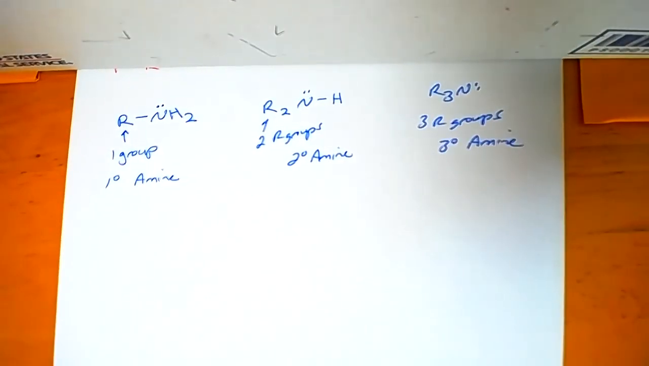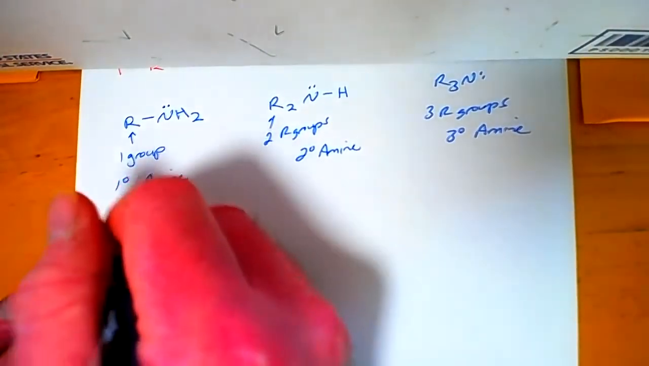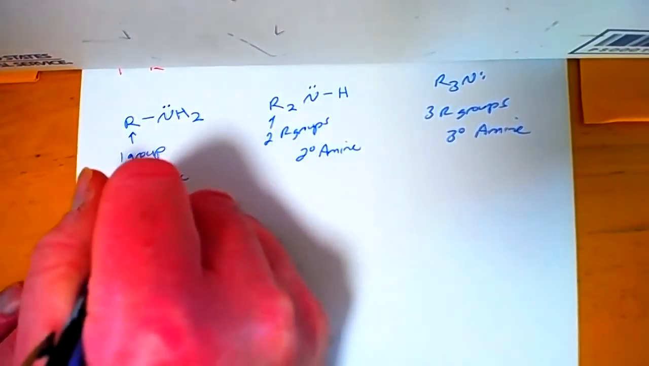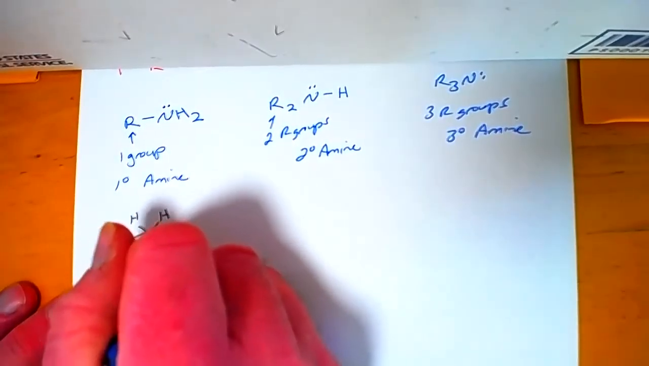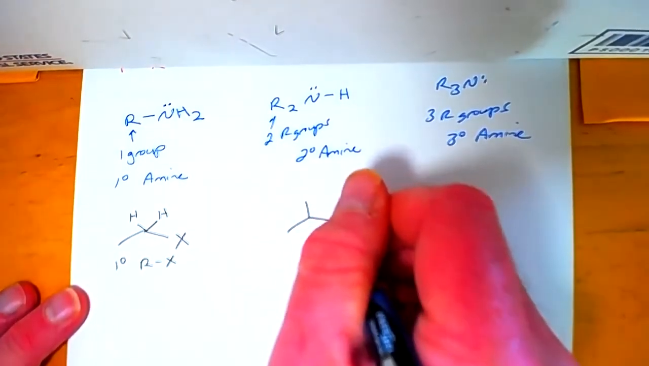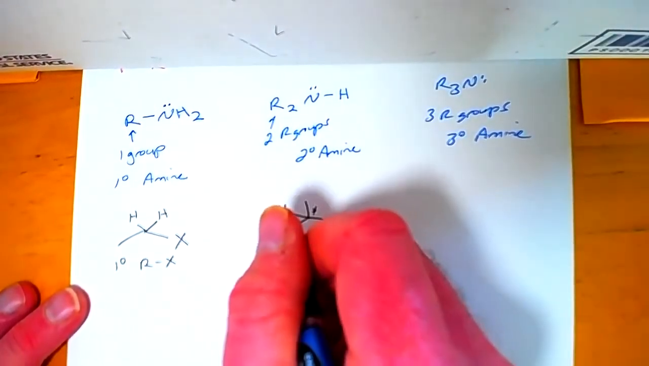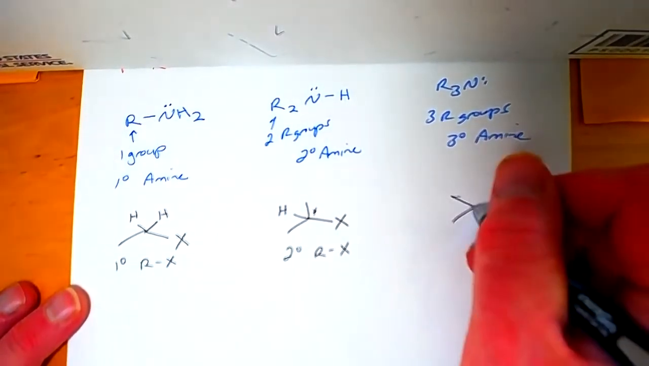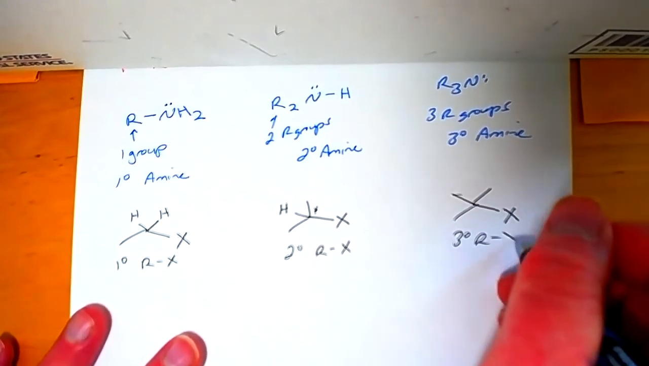And we can also relate this to alkyl halides as well, which are very similar to alcohols. If this is an alkyl halide here, and there are 2 hydrogens, this would be a primary alkyl halide. If there was only 1 hydrogen on that carbon atom, this would be a secondary alkyl halide. And if there were no hydrogen atoms on the carbon atom attached to the halogen, then it would be a tertiary alkyl halide. Okay?